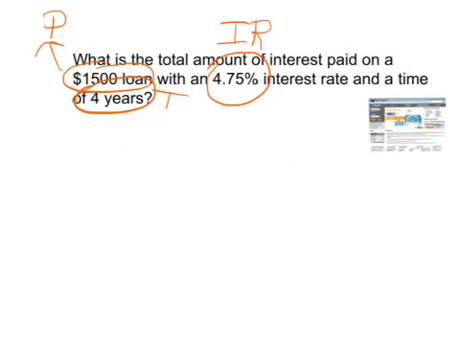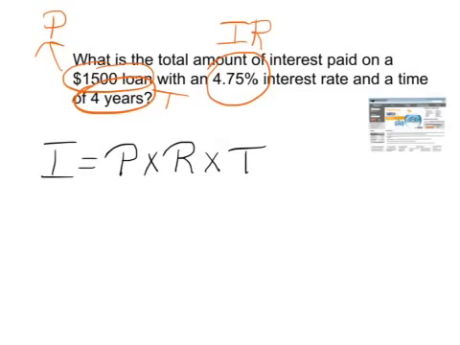The interest formula simply states that you can calculate interest by taking the principal amount, timesing it by the interest rate, and then timesing that by how much time it takes you to repay the loan. Again, these are just variables that we've worked with throughout the year. So let's substitute our variables with what we know.